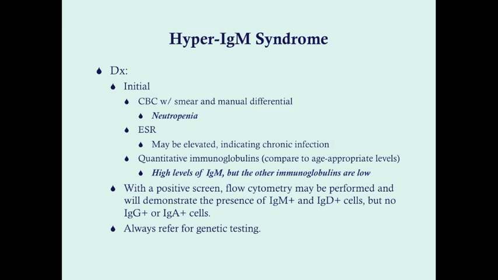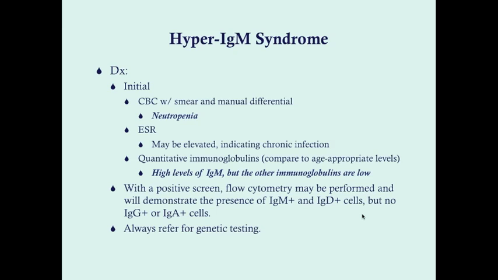Plus, if you have a clinical history of pneumocystis jirovecii pneumonia, that nails down the diagnosis even more. So with a positive screen, you can do flow cytometry. That will demonstrate the presence of IgM and IgD cells, but no IgG or IgA cells. Wait a minute here. Why do we have IgD cells present? I thought this was hyper-IgM syndrome.